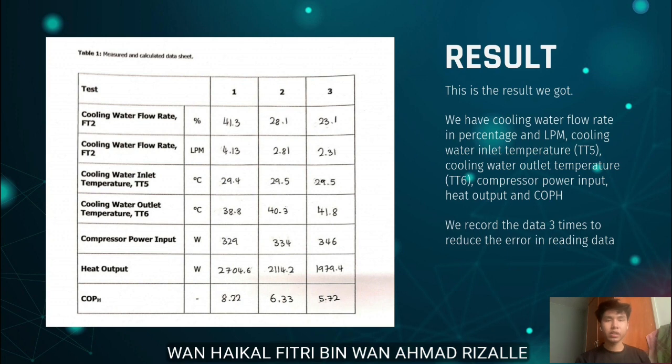My name is Haikal Fitri bin Wad Ahmad Rizali, A1929078. So the first one is the result that we have got. We have cooling water flow rate in percentage and LPM, cooling water inlet temperature TT5, cooling water outlet temperature TT6, compressor power input, heat output, and COPH. We recorded the data 3 times to reduce the error in reading data.